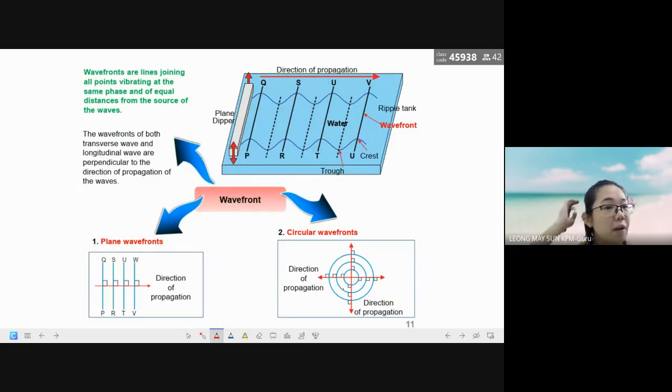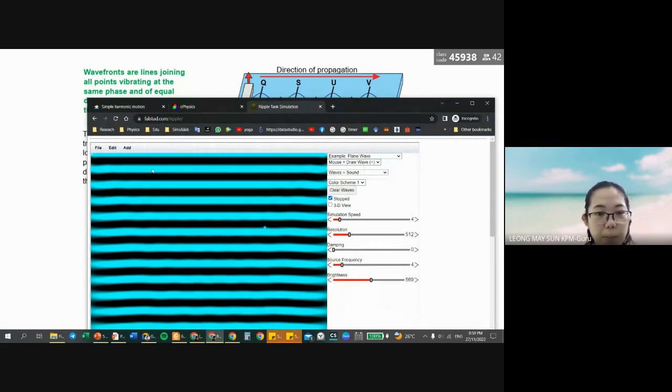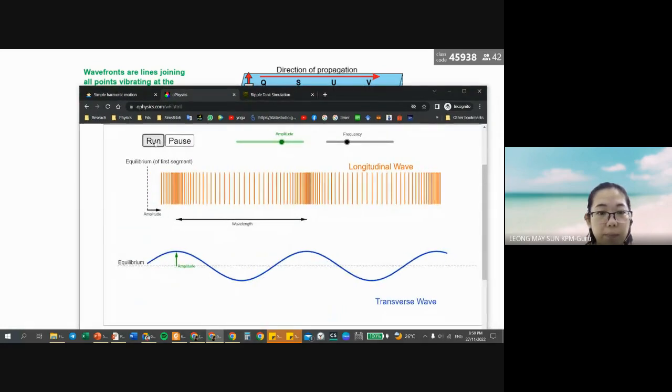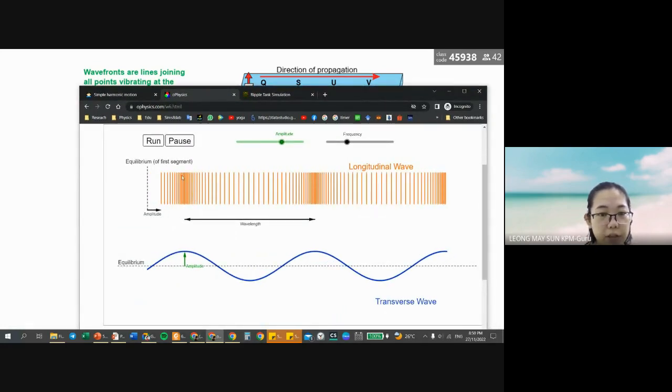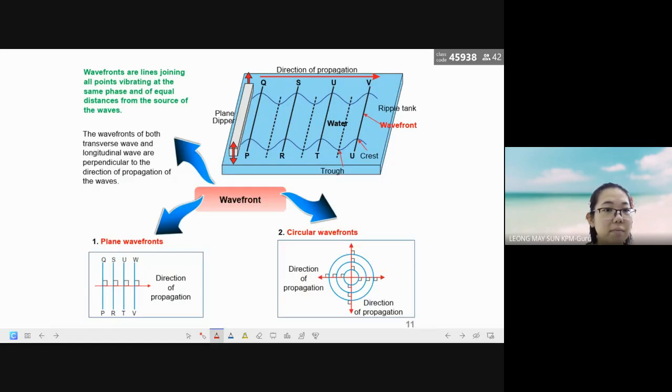Okay, so wavefronts. Wavefronts is the part that I told you the textbook shifted from 5.1 until 5.3. They teach wavefronts later on. So wavefronts are lines joining all points vibrating at the same phase, which means what? If I use back the simulation, this bright line is considered as my wavefront. Or if I talk about here, this compression and compression part is also considered as my wavefront. Wavefronts are lines that join all points vibrating at the same phase.